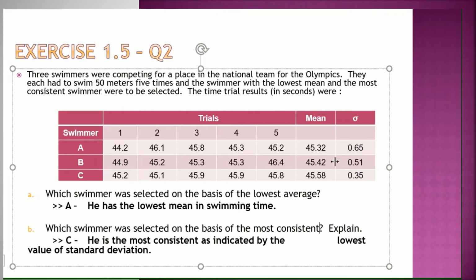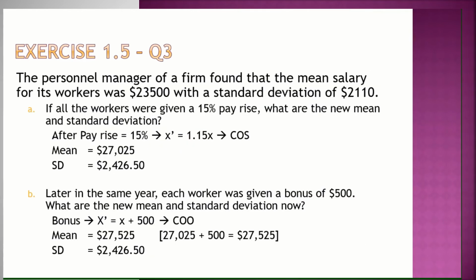Okay, find your mean and standard deviation. Lowest average will be A, and most consistent will be the one with the lowest standard deviation, which is C. All right. Question 3. The personnel manager of a firm found that the mean salary for its workers is 23,500.